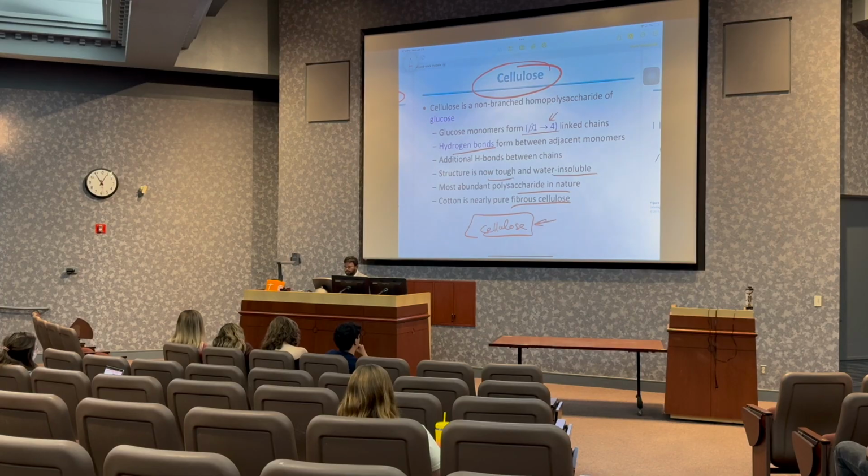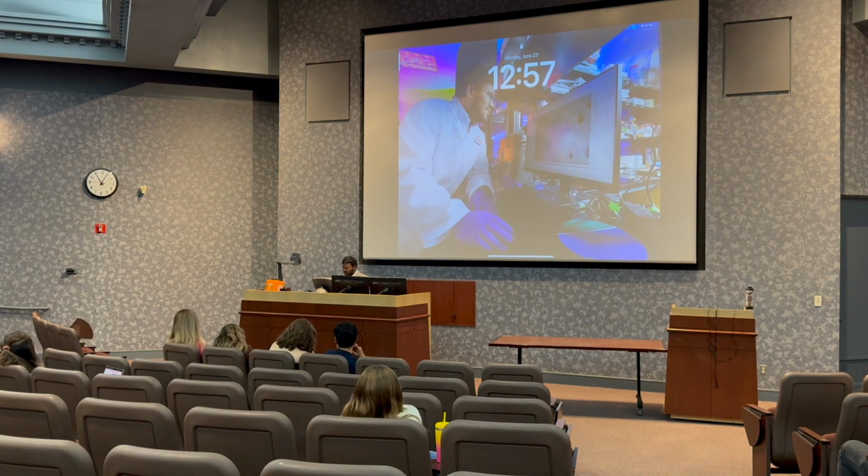Cotton is the purest form of cellulose. Your cotton clothes are cellulose, so if you eat them, you will not get any calories. Or even wood is cellulose. If you eat wood, you will not get any calories. So these are two different examples.